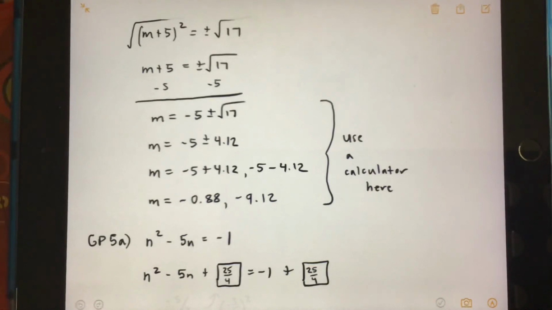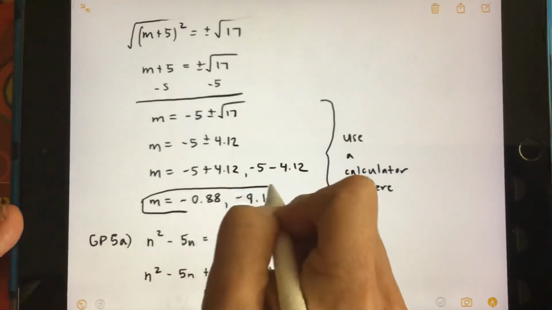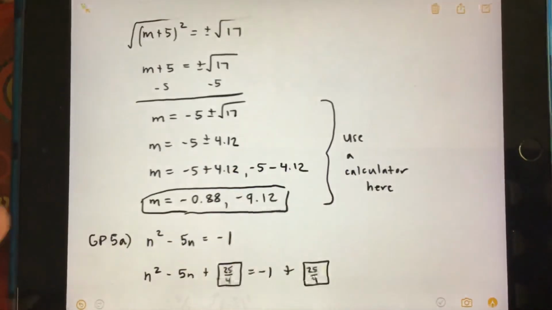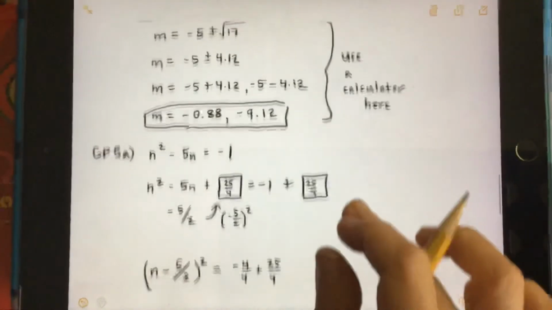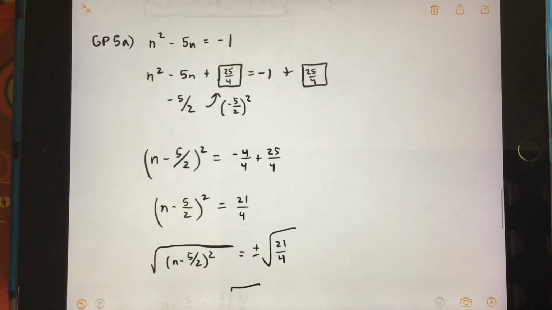And I see I didn't box that up, so let me do that here so that we know we are done with this particular problem. There's our values. All right, the last problem here, Guided Practice 5A, is required for honors only. College prep, you can go ahead and turn the video off at this point, or if you're curious, you can watch it. But Guided Practice 5A is for honors class only.